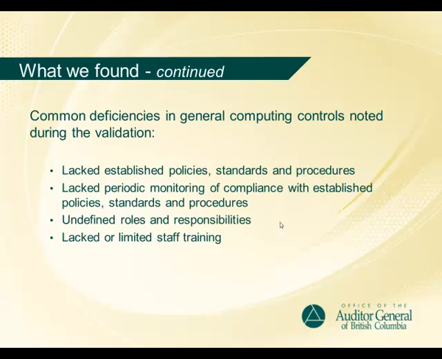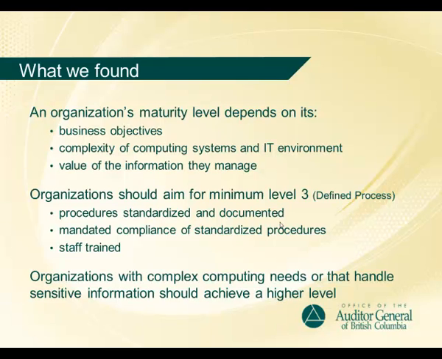Maturity levels may be different for each organization depending on the organization's business objectives, complexity of computing systems and IT environment, and the value of the information they manage. Organizations should aim for a baseline of maturity level 3. This means that procedures are standardized and documented, compliance with standardized procedures is mandated, and staff are trained. However, organizations that have complex computing needs or handle sensitive information should have a higher target maturity level. For example, a government organization that has the personal information of every person in British Columbia or that provides critical services should likely have higher maturity levels.